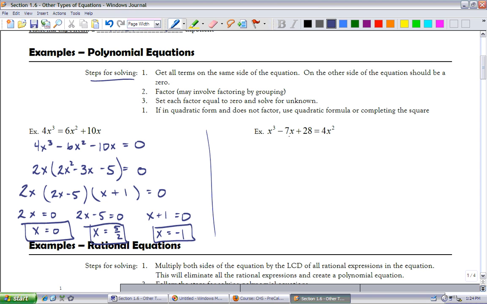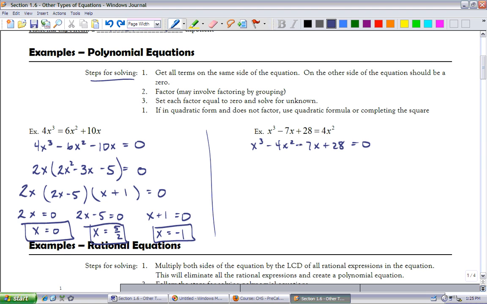The next one, again, is a polynomial equation. Notice that all the terms aren't on the same side, so I'd need to subtract a 4x squared from both sides, and I would end up with this. Now, in this problem here, we're going to need to factor by grouping. And the way that I teach it, and I know it may be different for some people here, but I'm going to group. But whenever I group, I always group with a plus in between. So that's pretty simply remedied here.